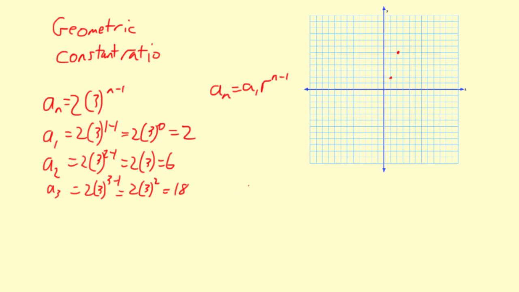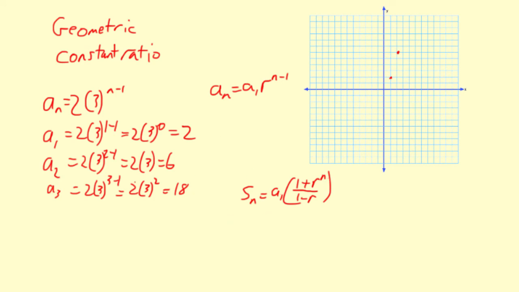You can also find the sum of a geometric series. S sub n equals a sub 1 times 1 plus r to the n power divided by 1 minus r. So you're just using the ratio, the number of terms that you're finding the sum of, and the first term.